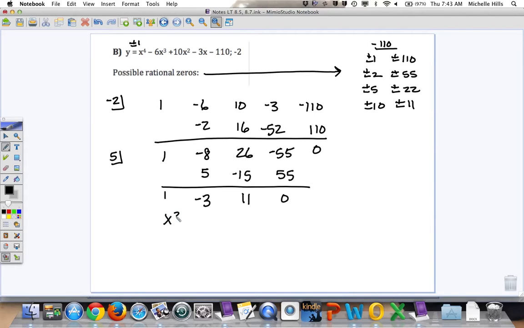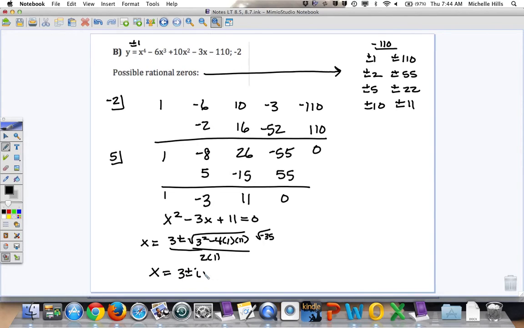So now I'm left with x squared minus 3x plus 11, and I want to set that equal to 0 and solve. So x equals 3 plus or minus the square root of 3 squared minus 4 times 1 times 11 all over 2 times 1. And I say all over, so the fraction part needs to go out here. This would end up being 9 minus 44, so that's the square root of negative 35. So I have x equals 3 plus or minus I times the square root of 35, which I can't simplify anymore, over 2.